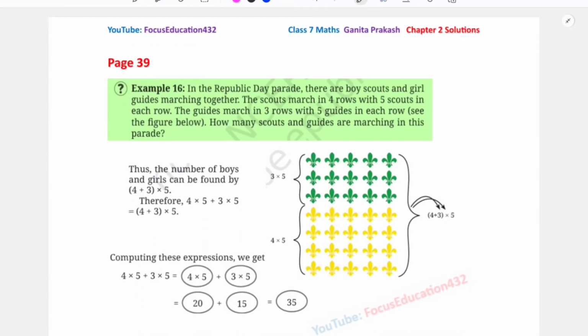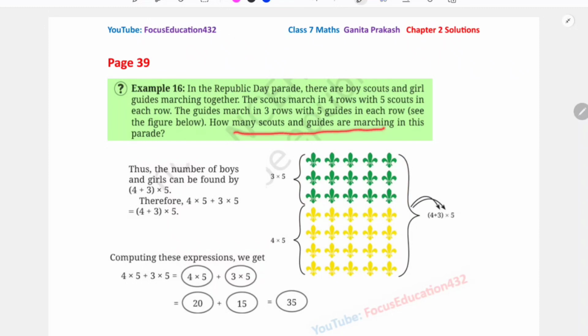Now, next example, page 39. In a Republic Day parade, there are boy scouts and girl guides. Boys are known as scouts in the parade and girls are known as guides, marching together. The scouts march in 4 rows with 5 scouts in each row. So 4 rows, each row containing 5 boys. The guides, that is girls, march in 3 rows with 5 guides in each row.